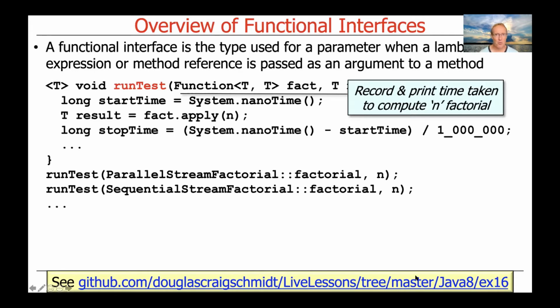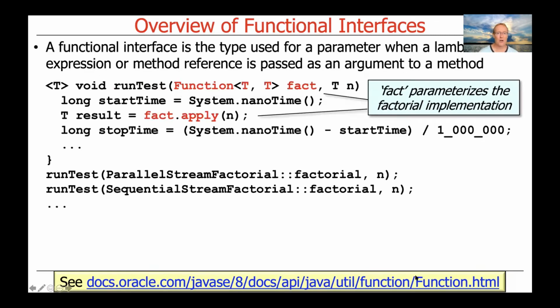I have a bunch of different ways to implement factorial computations. I have a parallel way of doing it, a sequential way of doing it, and a couple of other approaches as well. I want to be able to test how long it takes for these different implementations to run. So I wrote a little helper method called runTest, and that's going to record and print the time needed to compute the nth factorial.